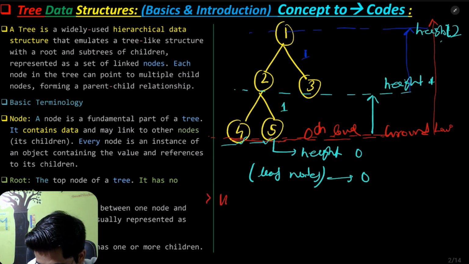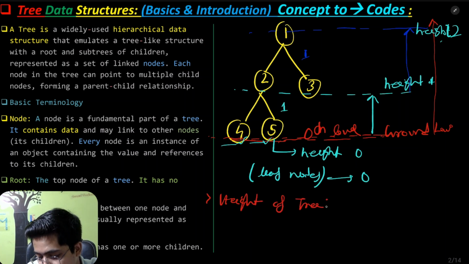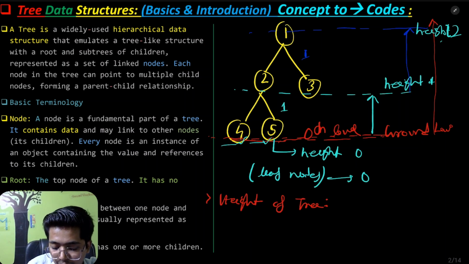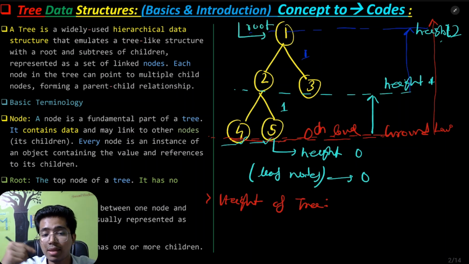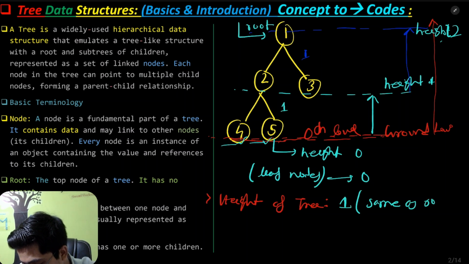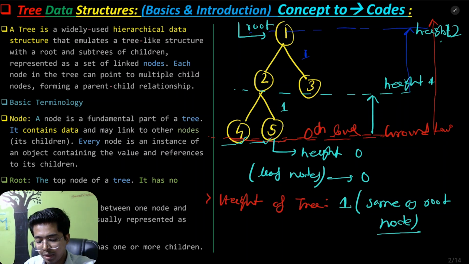Height of the tree. We got the height of individual nodes. So what is the height of the tree? Look, the height of the tree is the same as the height of the root node. Whatever the height of the root is, that is taken as the height of the tree. So the height of the tree is the same as the root node.